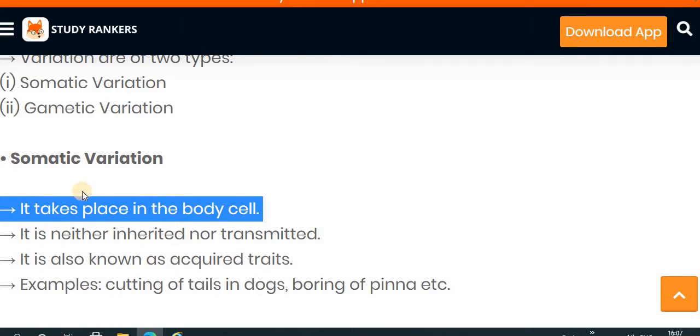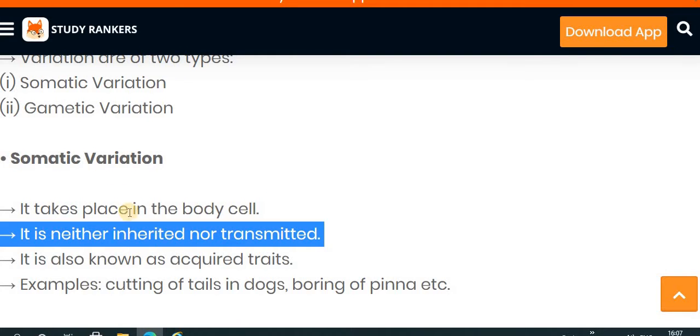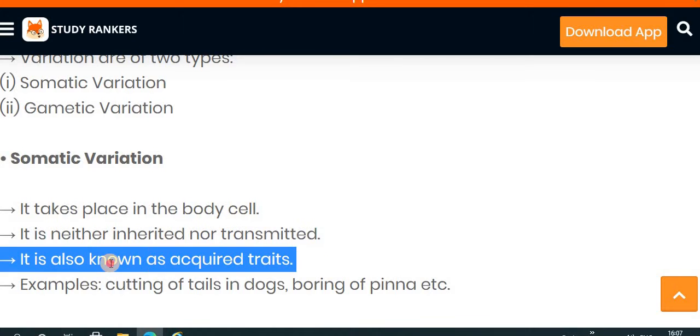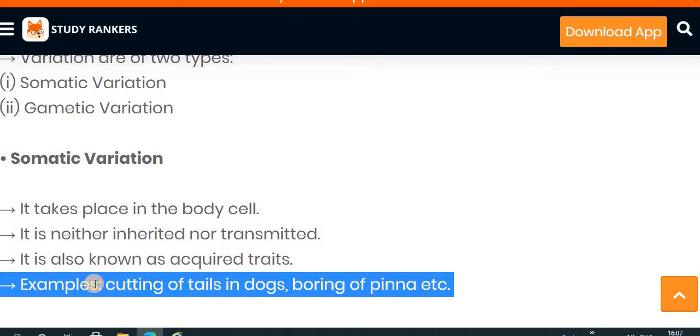Let's see the characteristics of somatic variation. It takes place in the body cell. It is neither inherited nor transmitted. It is also known as acquired traits. As I told you, acquired traits means whatever change we make artificially after birth, and whatever skill we learn, also comes under acquired traits. For example, cutting the tails of dogs and boring of the pinna. This is an example of somatic variation.